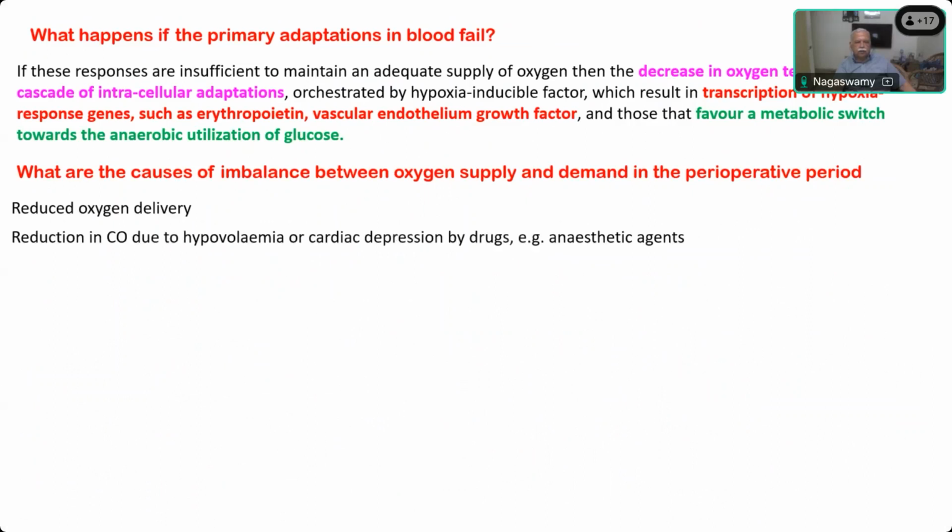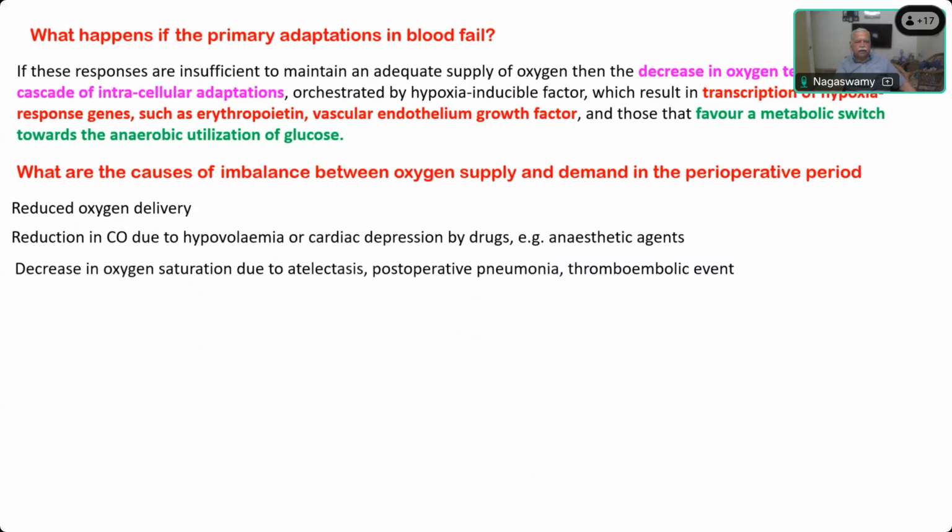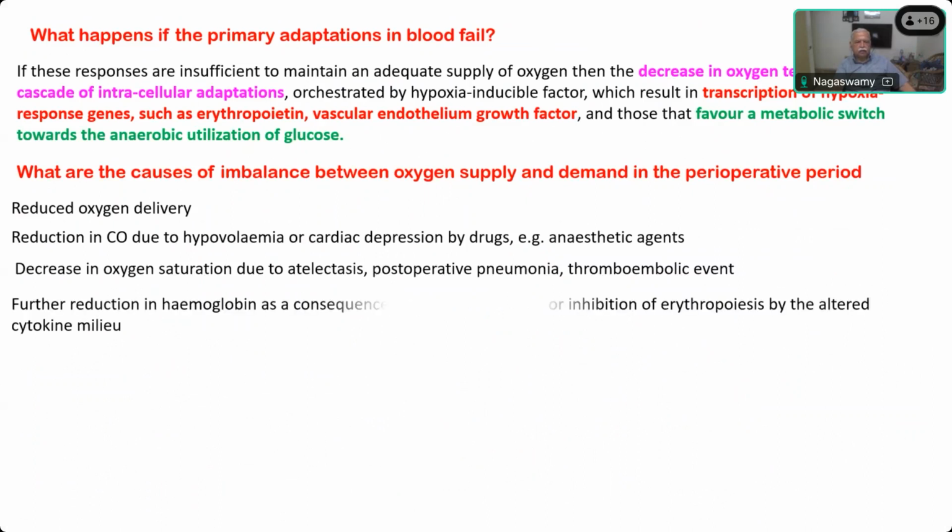Reduction in cardiac output due to hypovolemia or cardiac depression by drugs like anesthetic agents will also reduce the supply. Decrease in oxygen saturation due to lung problems like atelectasis, postoperative pneumonia or a thromboembolic event. All these factors are decreasing oxygen supply. Okay, reduction in oxygen delivery, reduction in cardiac output, reduction in saturation, and further reduction in hemoglobin as a consequence of blood loss during surgery or inhibition of erythropoiesis by altered cytokines.